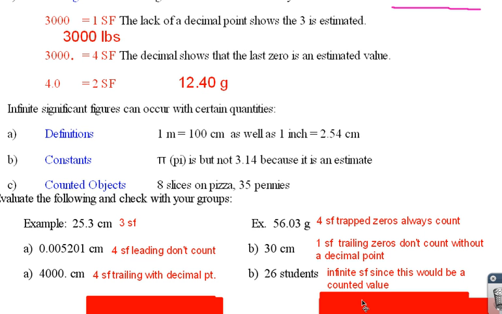You might also write 26.00000 and just let it keep going. But anytime you have a counted value, it's an exact value. Therefore, it's an infinite number of sig figs. Now, if you just looked in a room and said, that's about 26 students, that would only be 2. But I was thinking this was a counted value.